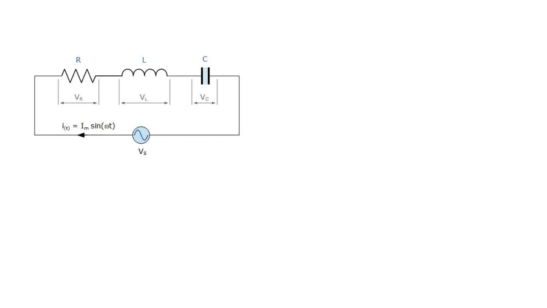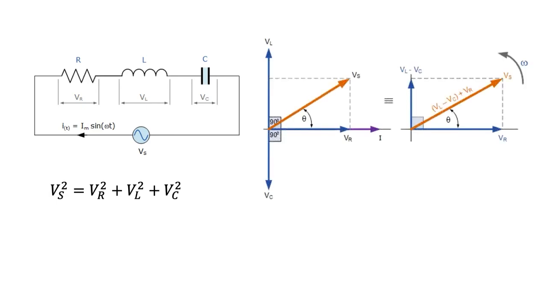Thus, in a series RLC circuit, the total voltage is the sum of the squares of the voltages of each of the circuit elements, and this sum is equal to the source voltage. From that, we obtain the amplitude of the source voltage. What about the phase angle of the source voltage?